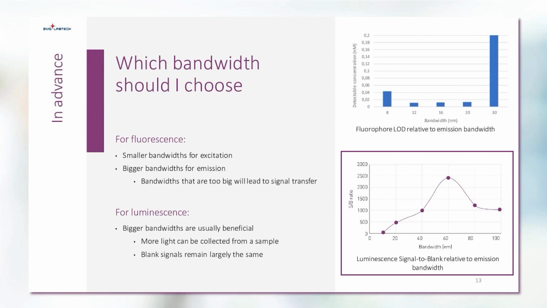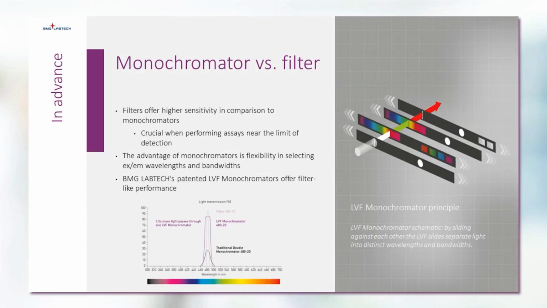However, even here, there's an optimal bandwidth to achieve best results, depending on the luminophore. Choosing bandwidths that are larger than the optimum can result in a drop of signal-to-blank ratios.